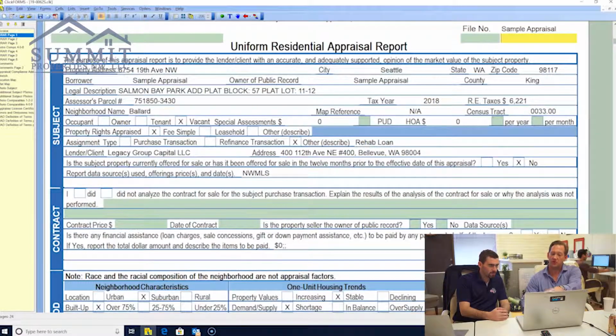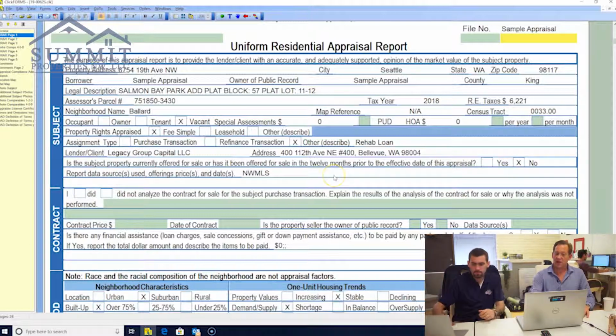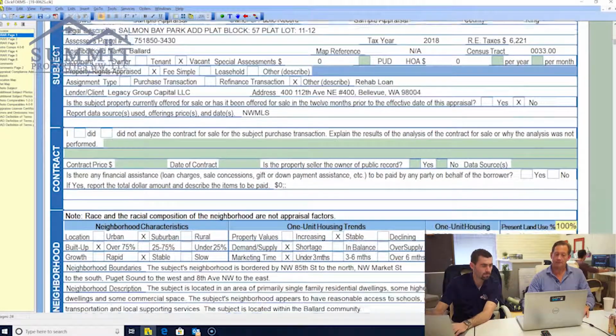You know what most all this stuff is in the subject section, and it's broken down into sections off to the side. The only thing there that might be screwy is the subject property currently offered for sale, or has it been offered for sale in the 12 months prior to that? I should pay more attention to that when I'm doing my write-ups. Yeah, because if the answer is yes to this question, then we have to put in the data source, offering prices, and details. So there's going to be a little bit of history there on that.